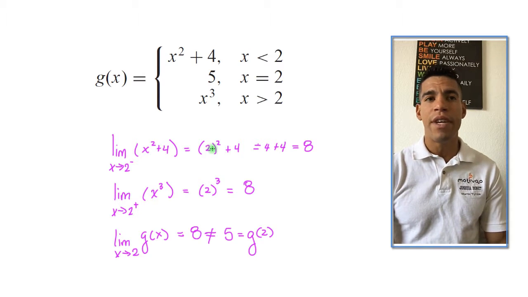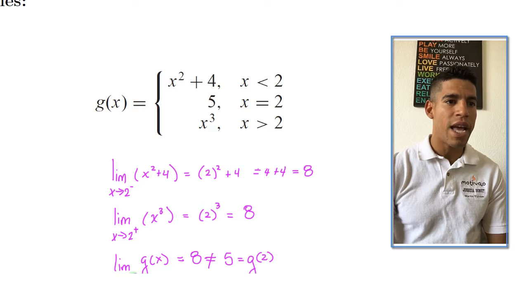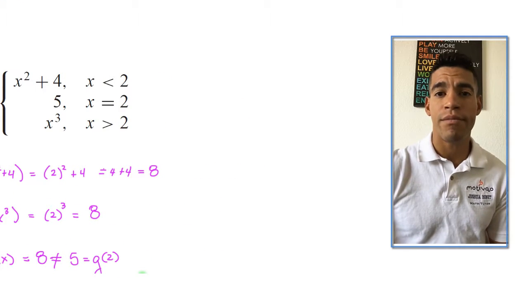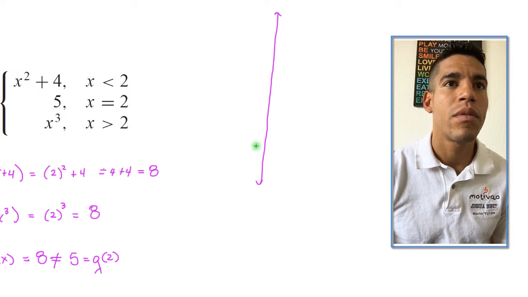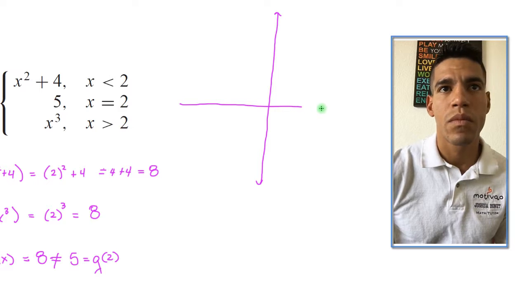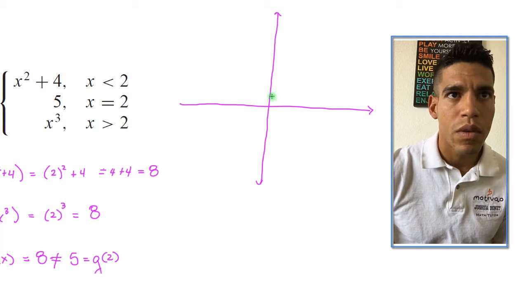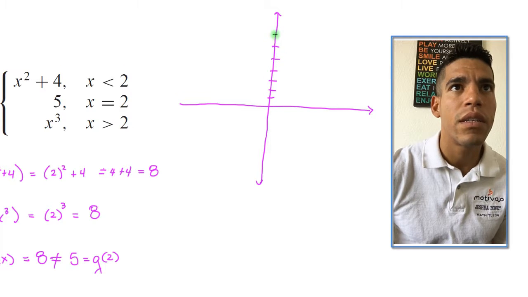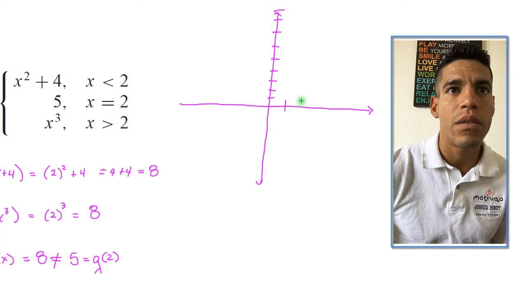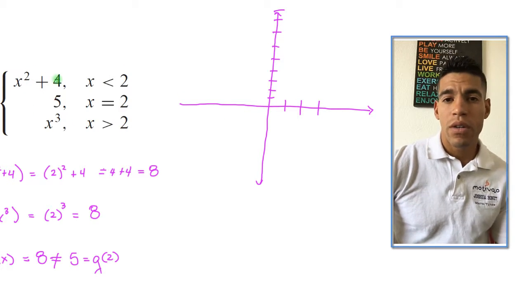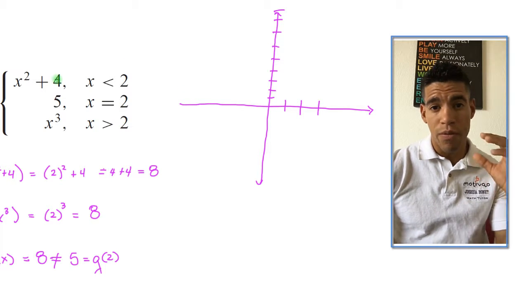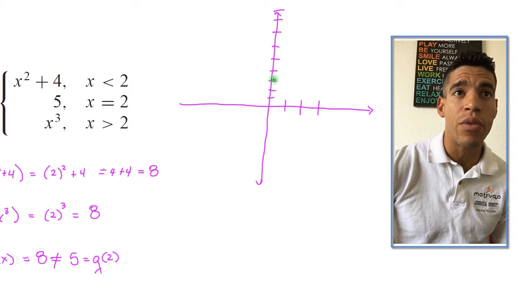Now, we can also graph it. I'm going to graph this function by hand. Hopefully, it looks nice. So 1, 2, 3, 4, 5, 6, 7, 8. Let's do 9. Then 1, 2, 3. Okay. So the first one is x squared plus 4. This is a transformation, 4 units up from x squared. So 1, 2, 3, 4.